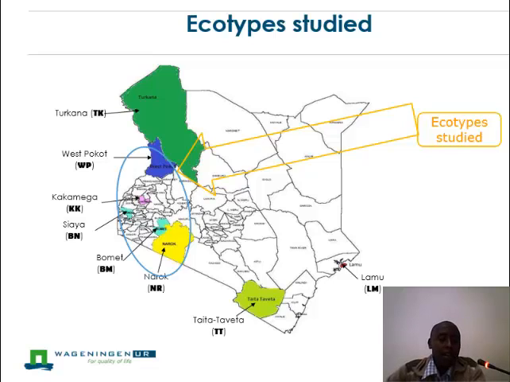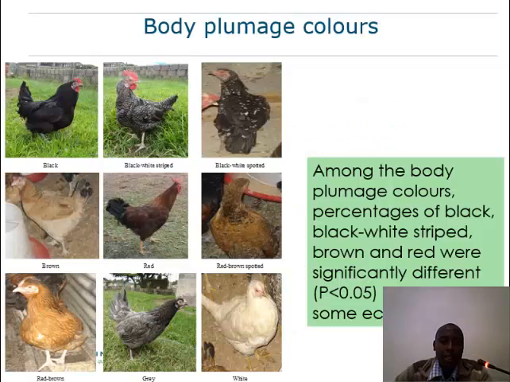First, I can start with the population studied. I studied 5 indigenous chicken ecotypes, which fall into one cluster. That is Western Pokot from the North Rift region of Kenya, Kakamega ecotype from the Western region, Siaya ecotype from the Western region, Bomet and Narok ecotypes from the South Rift region of Kenya. Those are the populations studied. I will move directly to the results.